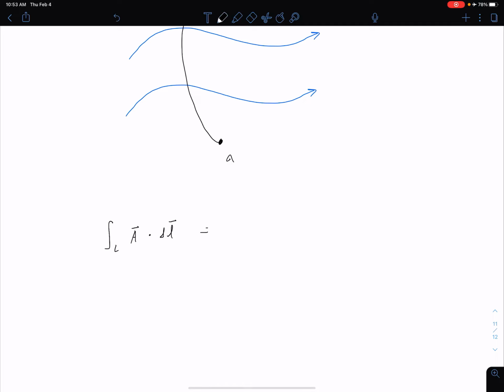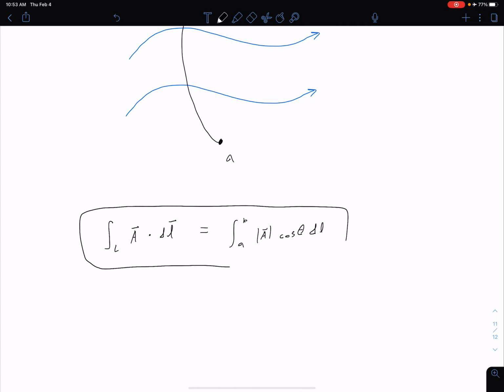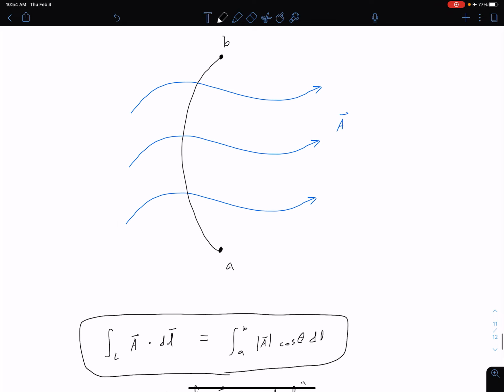So we could use our dot product and we could say we know this is the integral from a to b of the magnitude of A cosine theta times dl. And so this first one again would be read as the line integral of A around L.